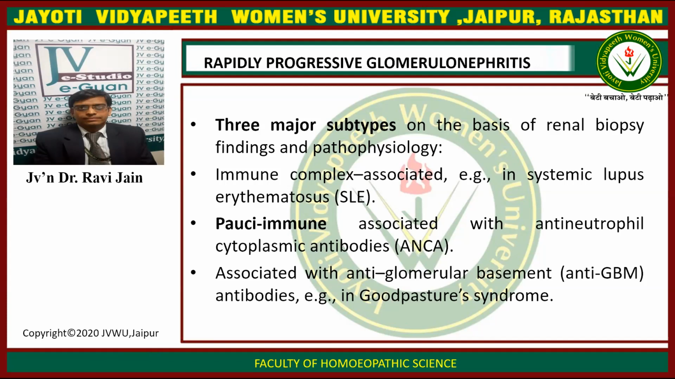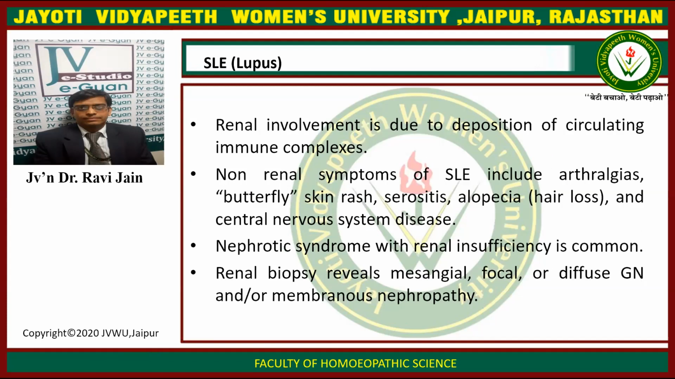These we are going to discuss in the coming slides. Now we start with SLE. SLE is systemic lupus erythematosus, or simply called lupus. There is renal involvement, and it is due to the deposition of circulating immune complexes.